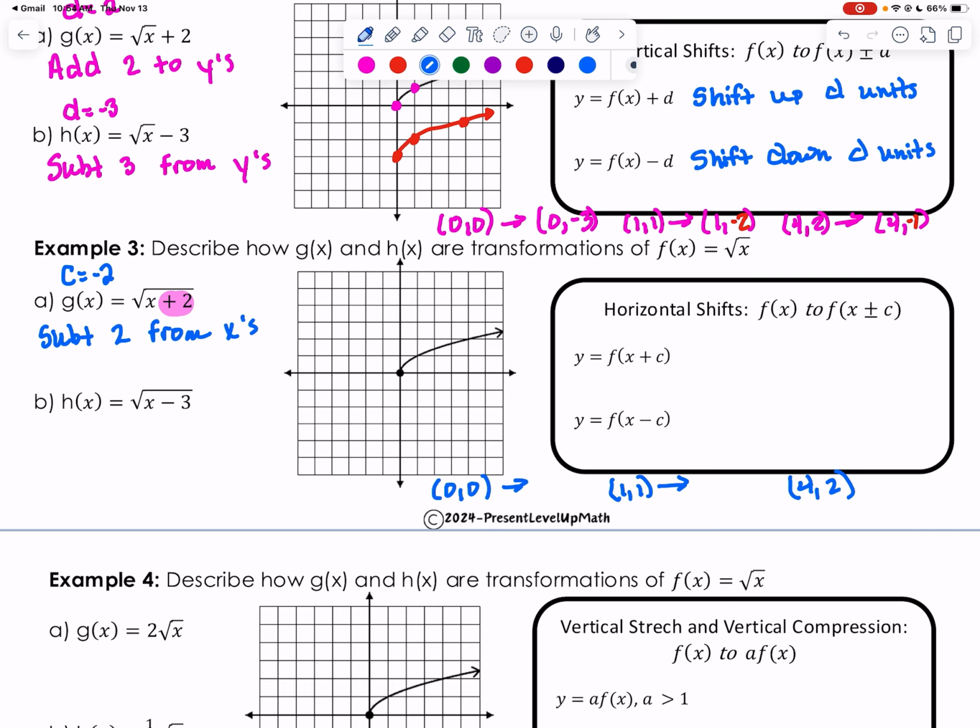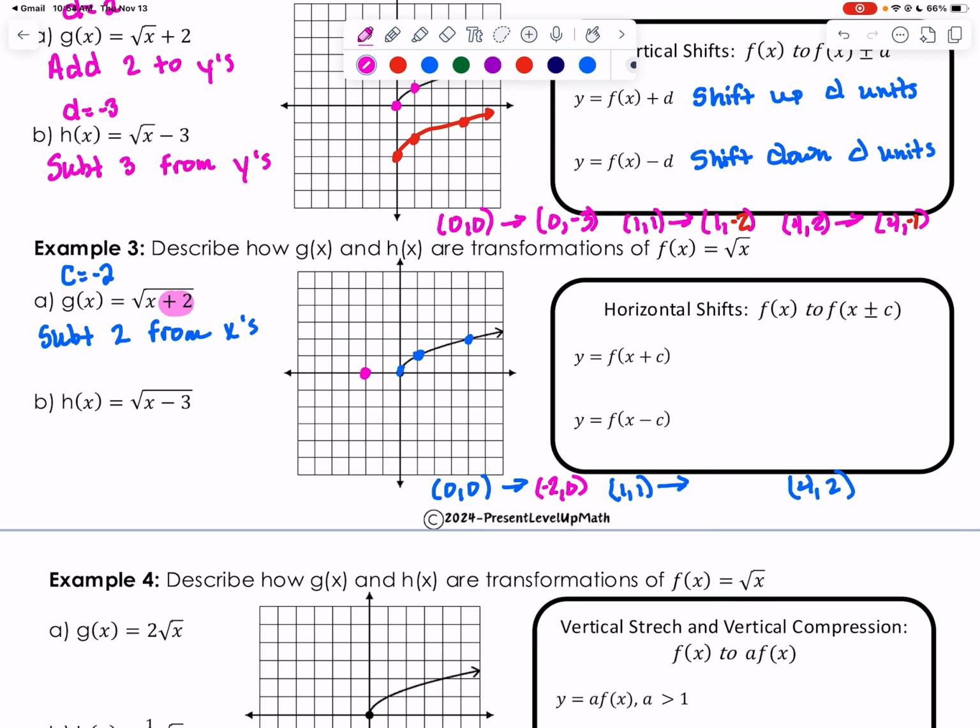We're going to plot those there so you can see what's happening to the new points. All right, so that's our original function. Those are our 3 critical points we're going to use. Now, if I subtract 2 from the x's, that means 0, 0, I would get now negative 2, 0.